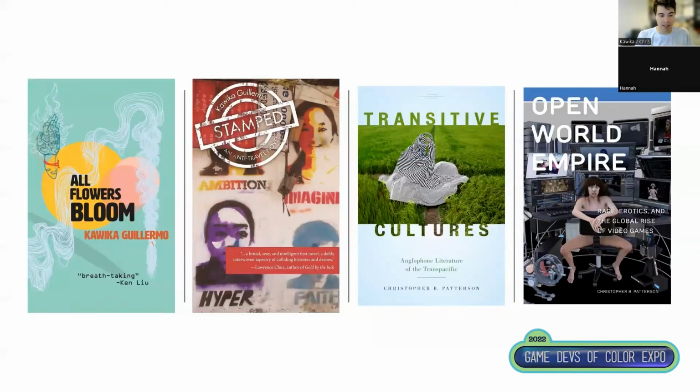So the game is an adaptation of two of my books. The character, plot, and dialogue come from Stamped, an Anti-Travel novel, which you see in the middle there, which came out in 2018. While the game's main ideas and methods come from my second academic book, Open World Empire: Race, Erotics, and the Global Rise of Video Games, on the bottom right there. As you can see here, I've written several books, two novels under my matrilineal name, Kavika Guillermo, and two academic books under my patriarchal name, my legal name, Chris Patterson.